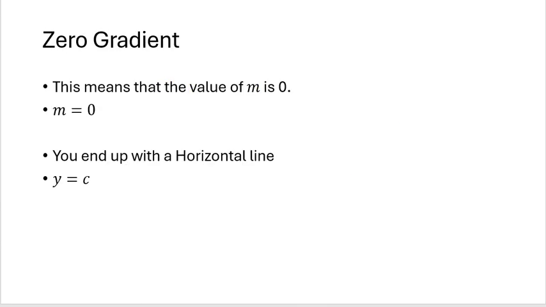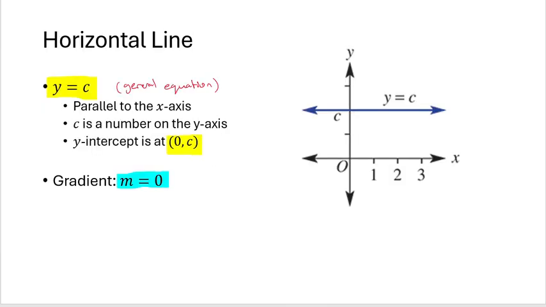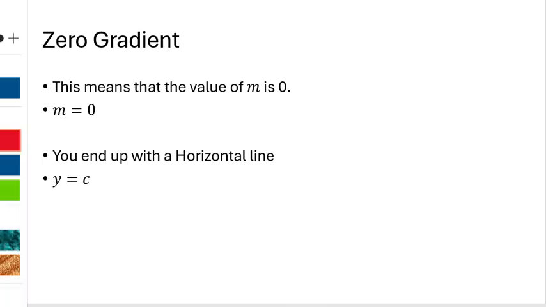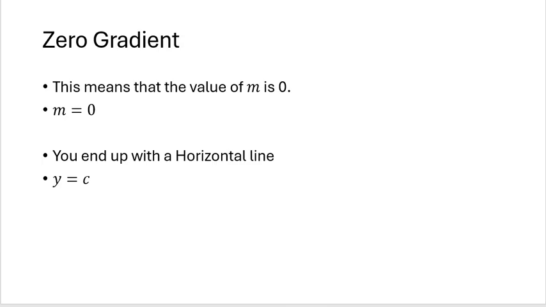Now, zero gradient, we sort of touched on that before. We went through an example of a zero gradient line, and this is in fact the horizontal line right here. So the gradient is actually zero. So whenever your gradient is zero, you always end up with a horizontal line. Okay, that's just the fact. If you want me to show you proof, I can show you that right now.